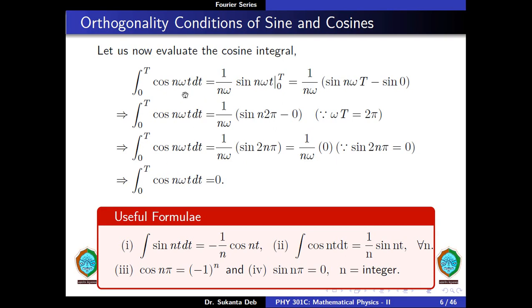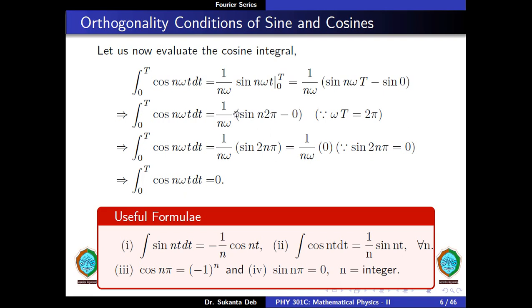Similarly, we can evaluate the cosine integral. So we apply the integration rule for cosine. So this becomes equal to 1 by n omega sine of n omega t, lower limit 0, upper limit is capital T. So this becomes equal to 1 by n omega into, we substitute for the upper limit, sine of n omega into capital T, which is the upper limit, minus sine of 0 if we substitute for the lower limit, which is equal to 0.